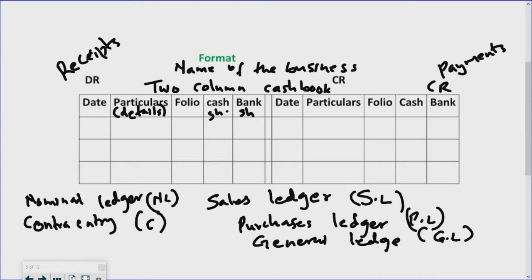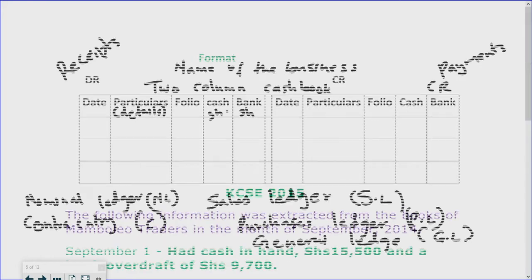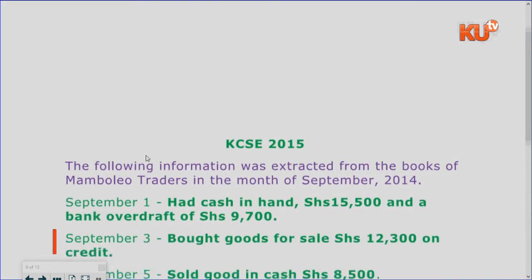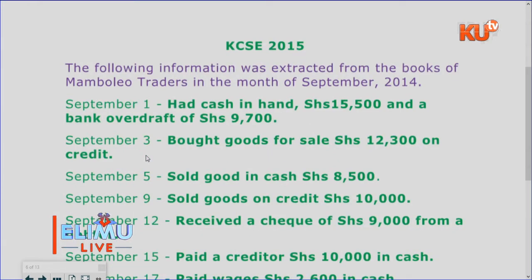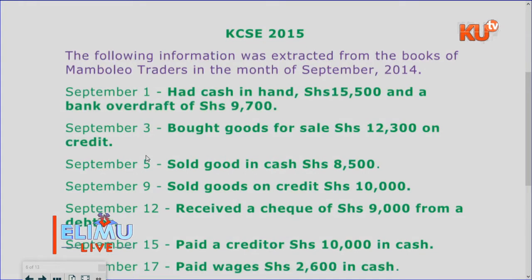So that is the format of a 2-column cash book. Now I want us to look at the questions that can be tested from this. I've sampled the questions that were tested in the previous KCSE years. The first one is KCSE 2015, and in this case, this was the question.